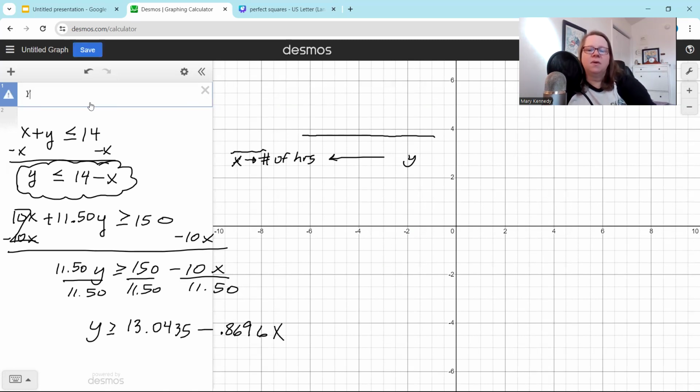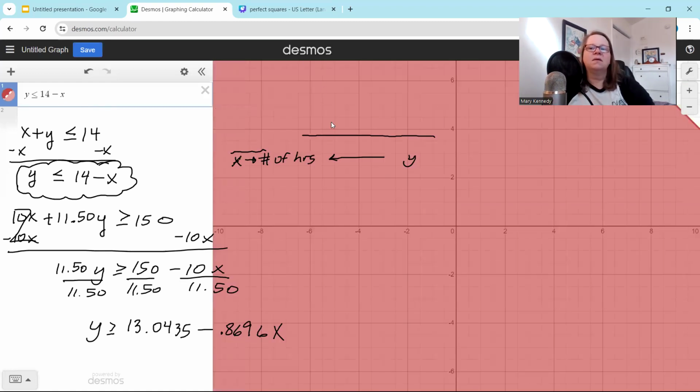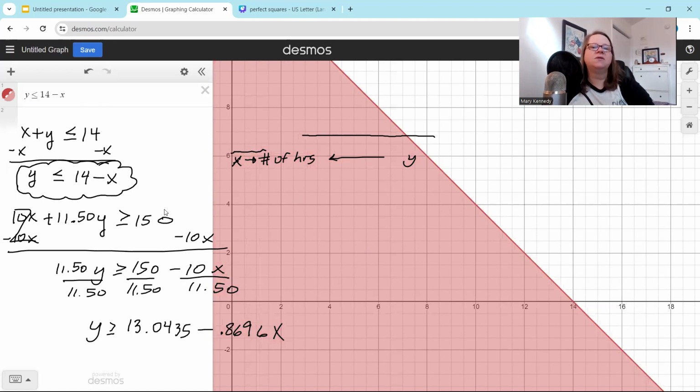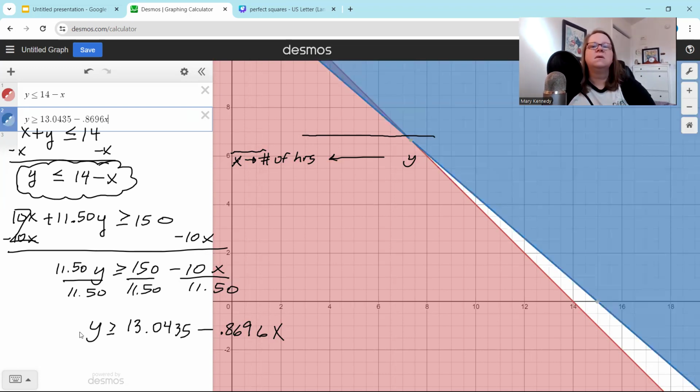Okay. So I'm going to go to Desmos and type in y is less than or equal to 14 minus x. Look at that. Isn't that interesting? So let's slide that over some. And I'm going to do this other one down here. Y is greater than or equal to 13.0435 minus 0.8696x. Okay.